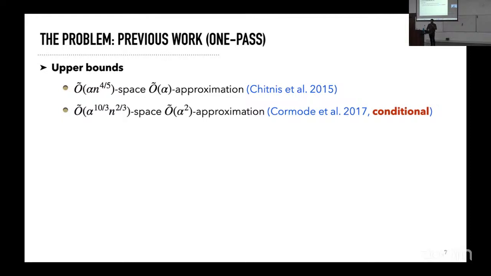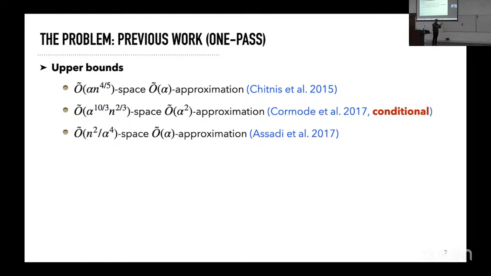In a different vein, Asadi et al. have a result of this form. You have this n squared over alpha to the 4 approximation. This is only sensible when alpha is quite large, when alpha is super constant. So if you want a kind of trade-off result, you have this kind of upper bound.